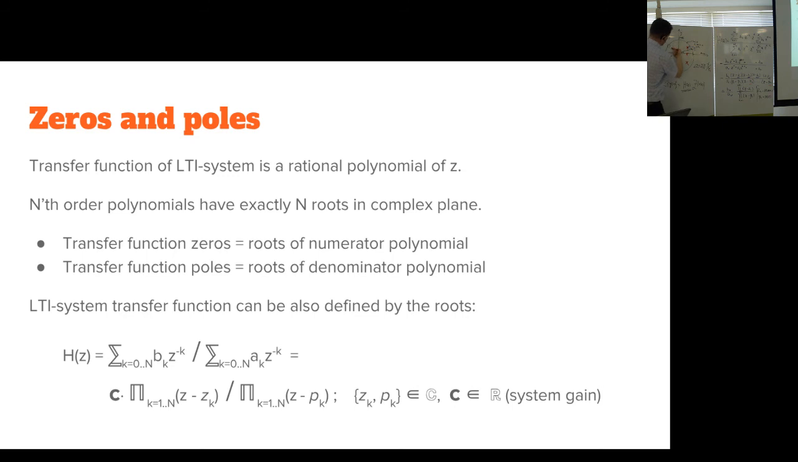When we are on this side of the unit circle, basically at that point we have a zero on the unit circle, right there, one of those zeros. If we are right there with the angle, then the transfer function is zero. Nothing comes out.